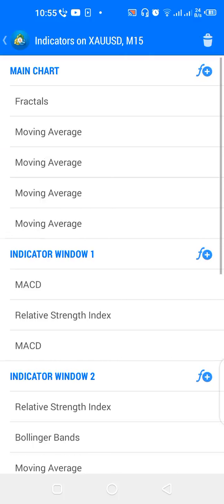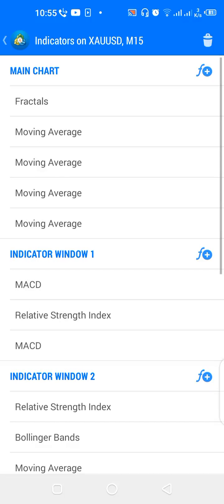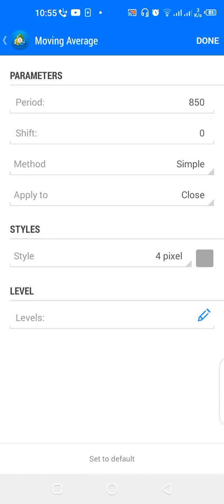Okay, 240 gray. Then we have 4 period, smoothed applied to close. Color is red. And then we have 850 simple moving average applied to close. Color is gray.